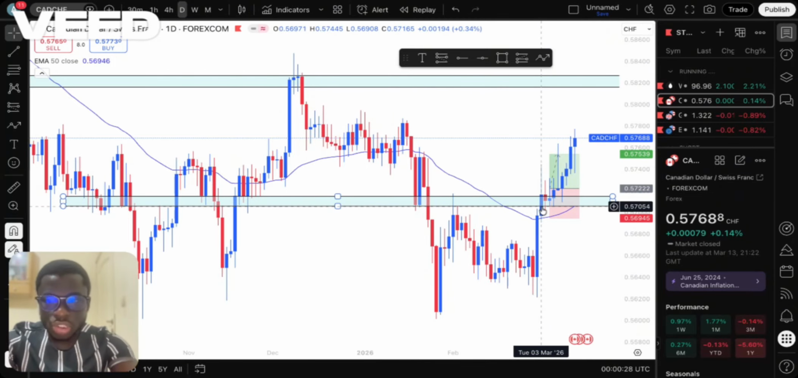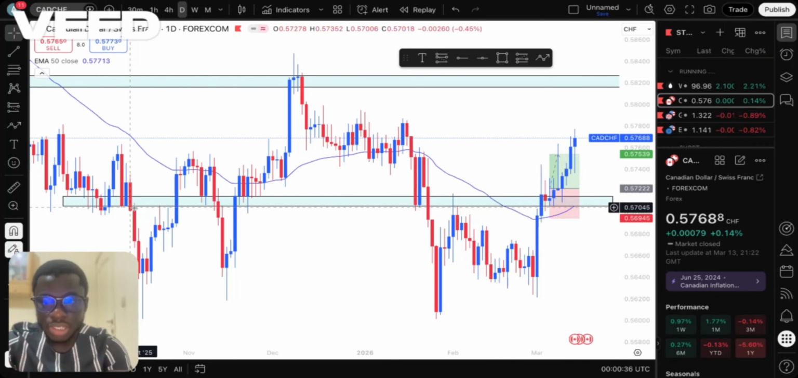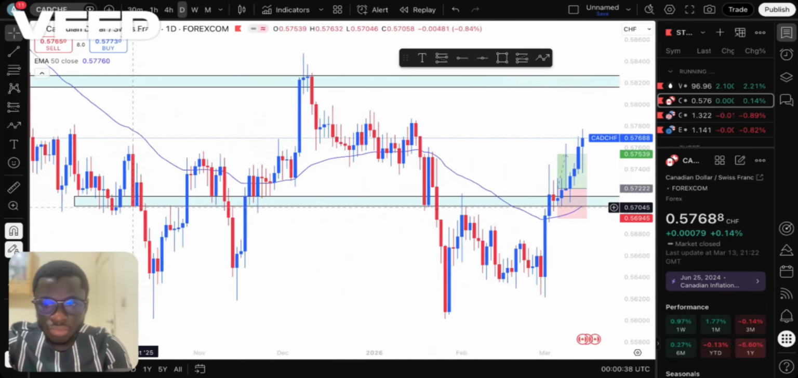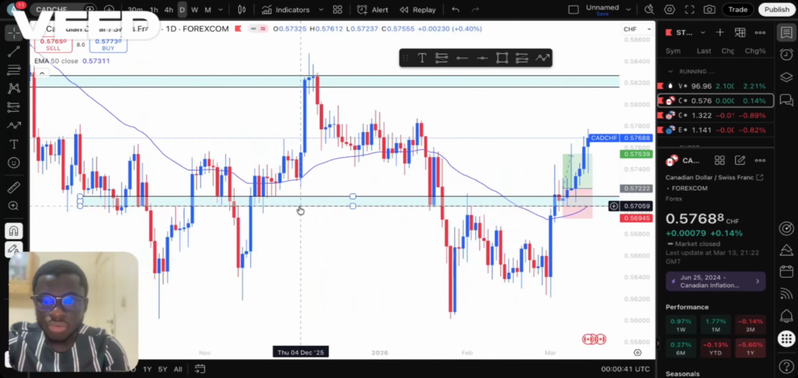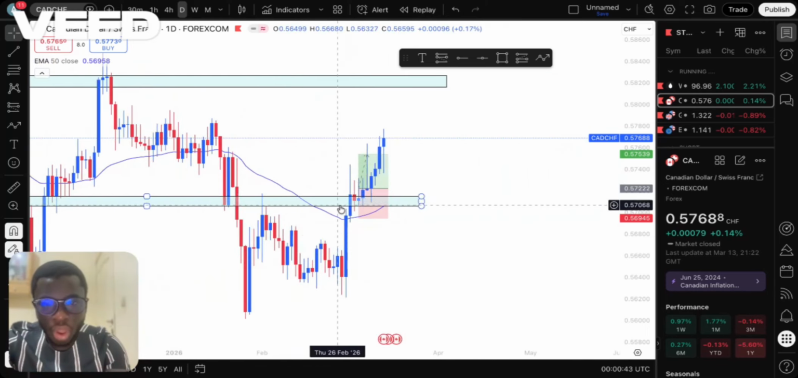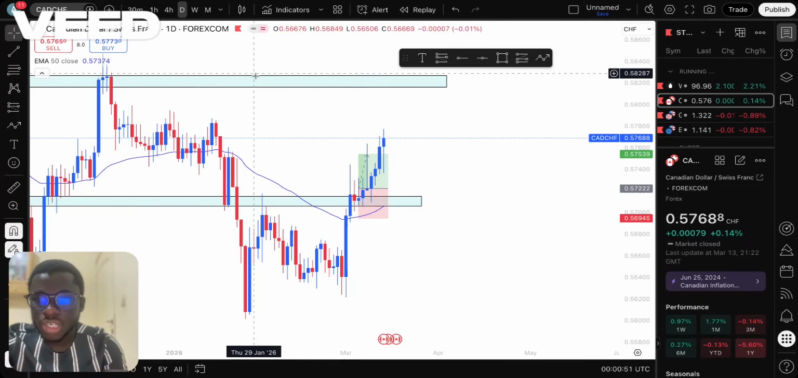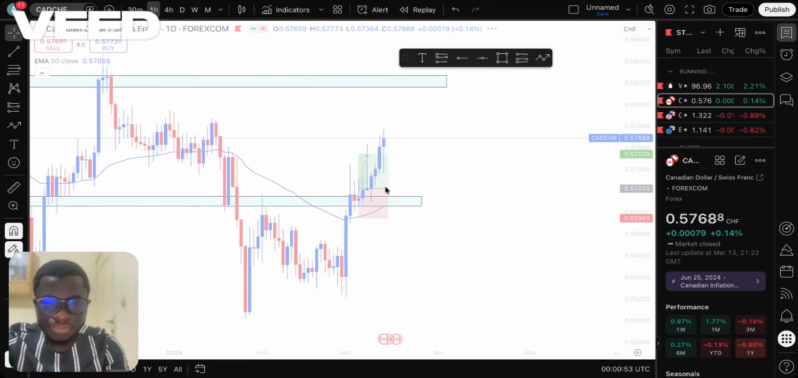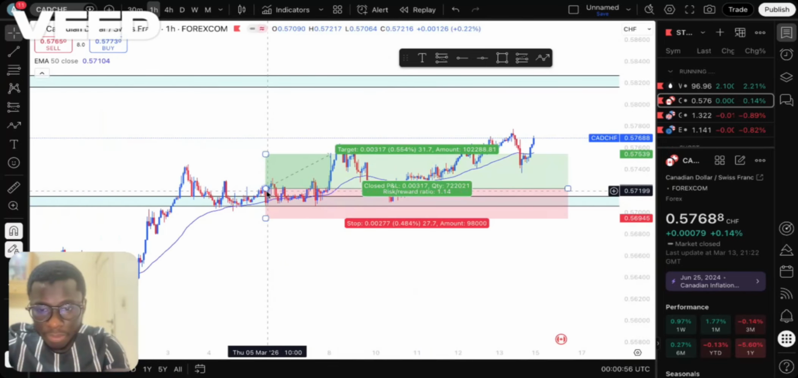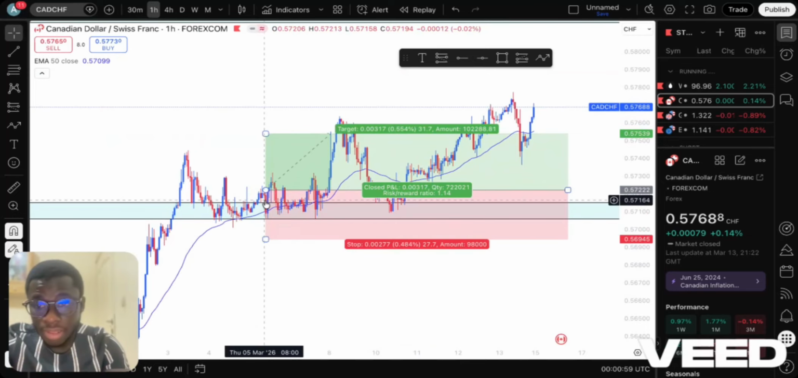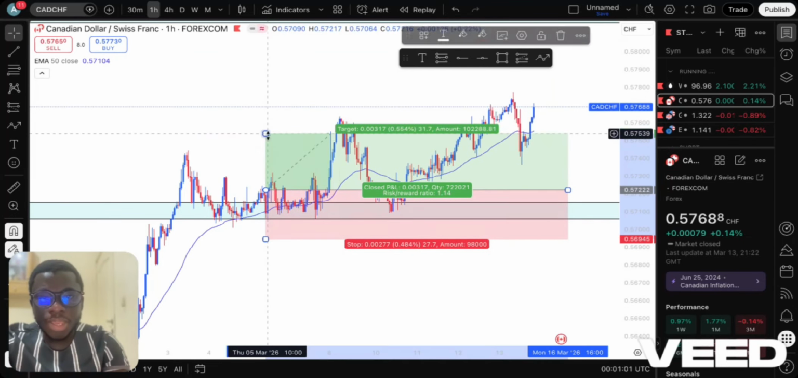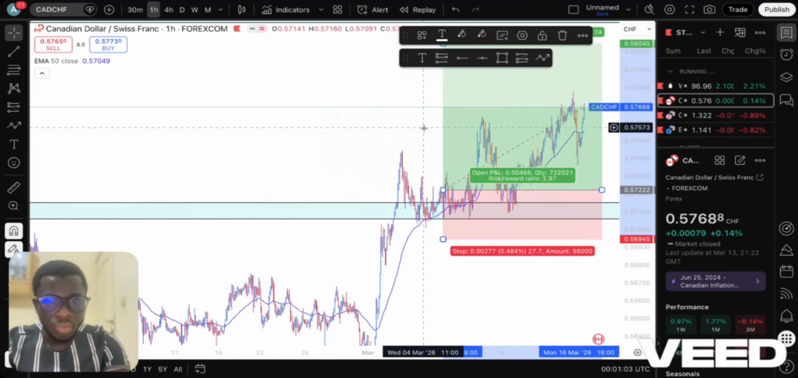I waited till Tuesday to have a big bullish candle which closed above our area of interest. So I was expecting this level right here to hold as a support level. On Wednesday, we had this rejection. That meant that we are rejecting this level, and we have more chances of price going up. On Thursday, I did see this big bullish engulfing during the London session, and then I entered. I was aiming for a 1, 2, 3 risk to reward.